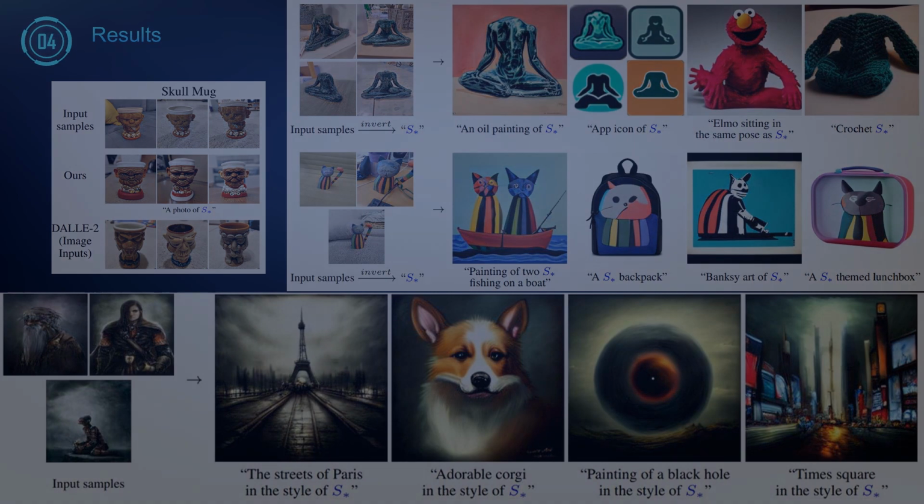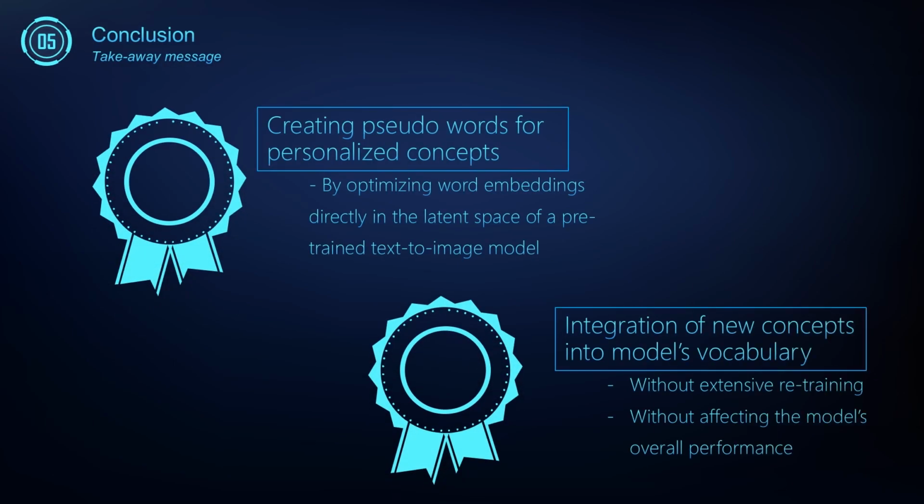And to summarize, the key takeaway message of this paper is the innovative use of textual inversion to personalize text-to-image generation. With the help of their approach, users can integrate a unique and specific concept into a pre-trained model, expanding creative possibilities without the need for extensive model retraining.